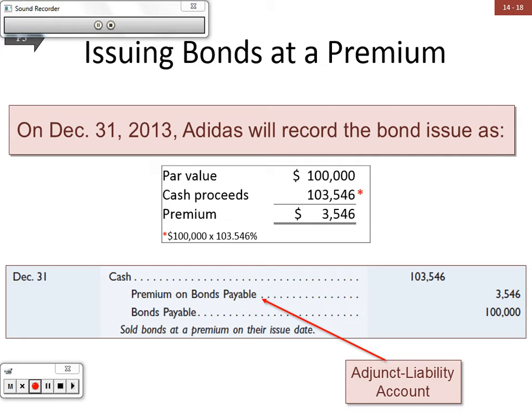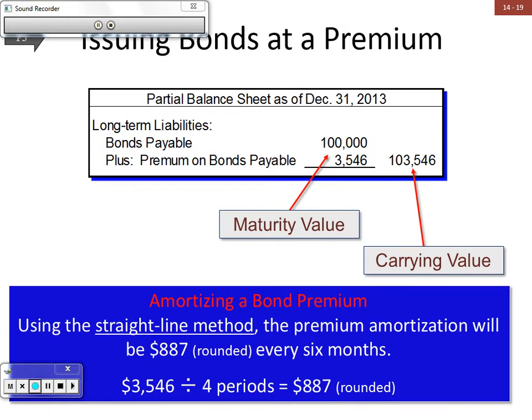Now, par value $100,000, cash proceeds $103,546, which is what it's really worth. That means that the premium that we're given is $3,546. Now, same thing still applies. Cash received from it was $103,546. Premium on it was $3,546. The bond payable is still at principal value of $100,000. And we still have to amortize it because it's a premium.